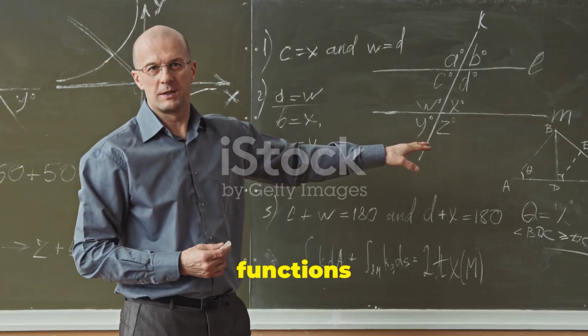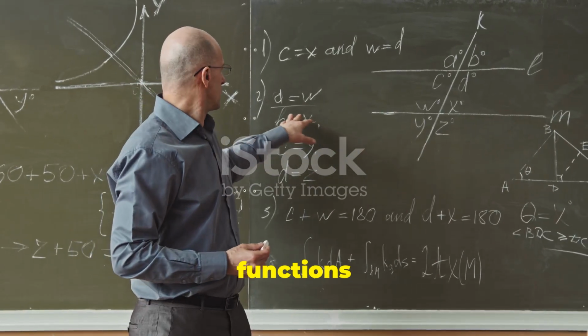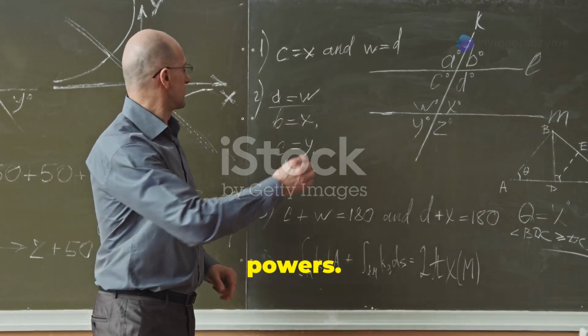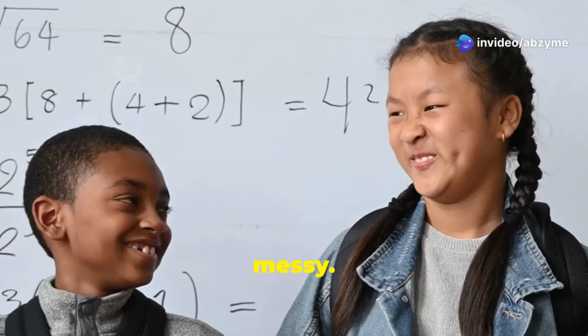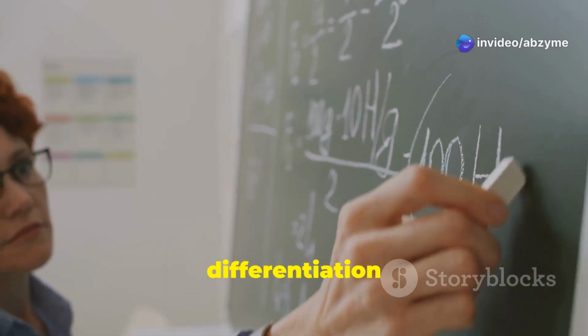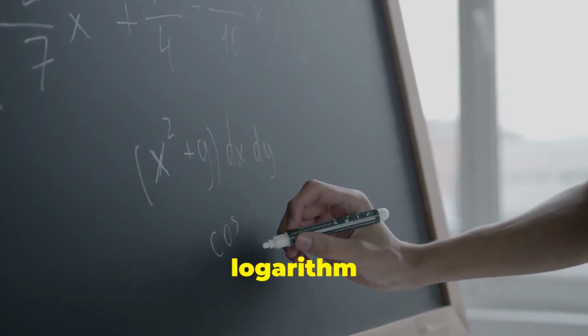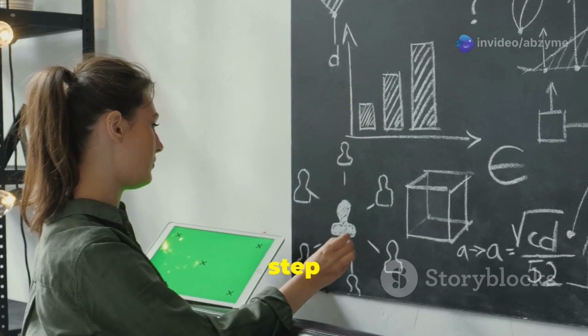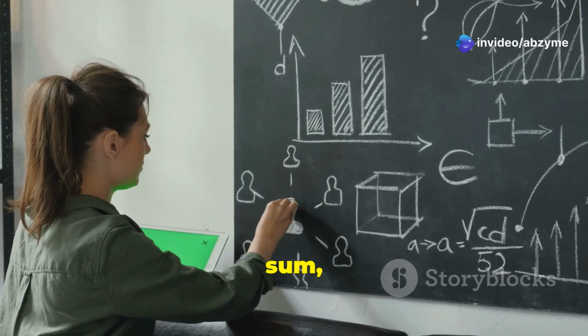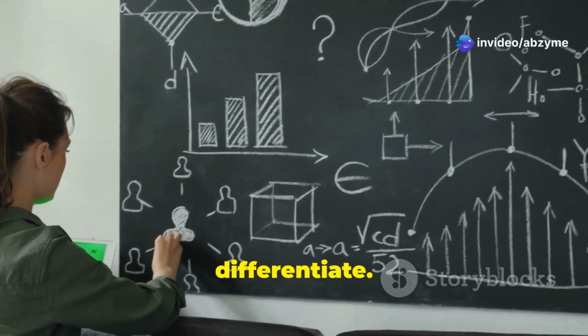Sometimes we encounter functions that involve products of multiple functions raised to various powers. Differentiating these expressions using the product rule can become quite messy. That's where logarithmic differentiation comes to the rescue. The key idea is to take the natural logarithm of both sides of the equation before differentiating. This step transforms the product into a sum, making it easier to differentiate.